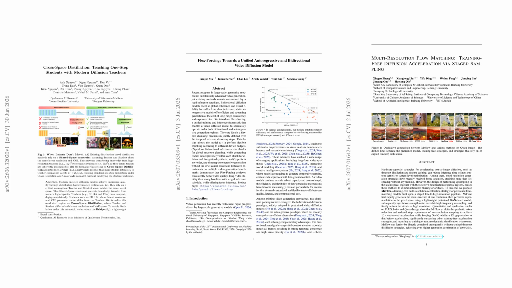AI image and video models are hitting a new phase. They're getting faster, more deployable, and more flexible without giving up quality. One result shows how a compact student can now learn from much larger modern diffusion teachers even when their latent spaces don't match. Another shows a single video model that can switch between bidirectional and autoregressive generation at test time. And a third shows you can cut diffusion costs dramatically with stage sampling without retraining the model.